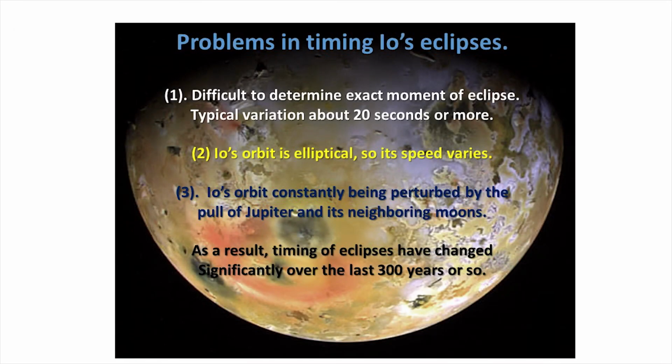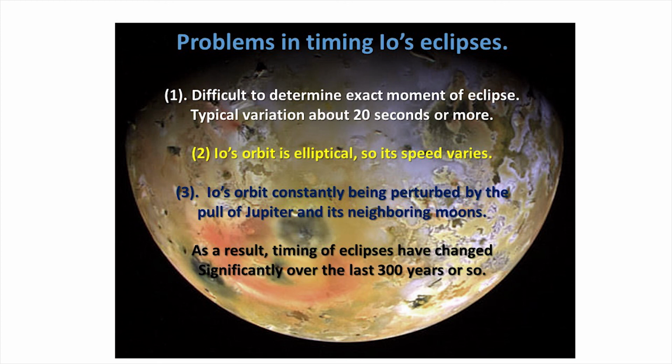However, for 3 reasons, Roemer's calculation of light speed cannot be considered today. The first is that they depended on visual inspection of eclipse times, and that is very subjective, and had a typical variation of at least 20 seconds.